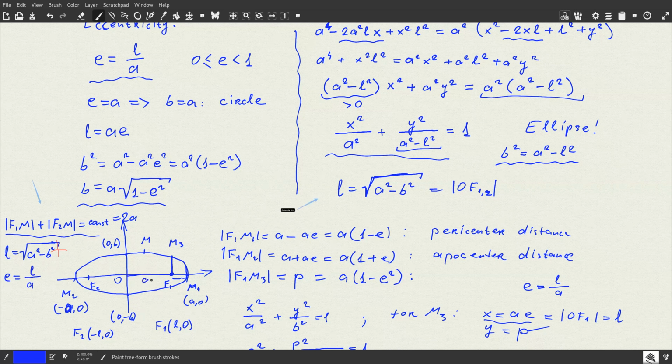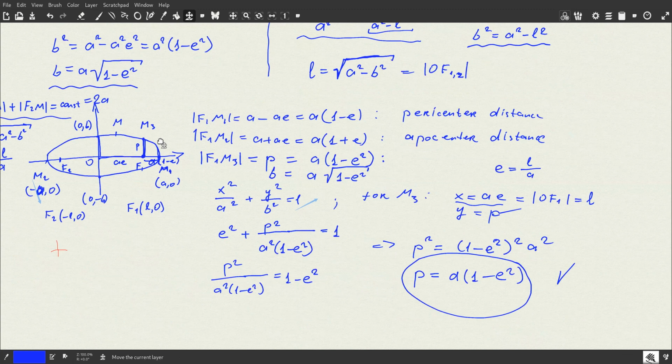So OF1 is AE, F1M1 is A times 1 minus E, and therefore OM1 altogether is obviously A. B appeared to be A times square root of 1 minus E squared. And finally, we computed this F1M3, which is denoted by P, and it appeared to be A times 1 minus E squared, compared to the semi-minor axis B, which is A times square root of 1 minus E squared. Okay, is it clear now? Yes, thank you.